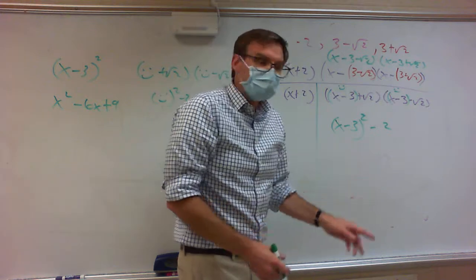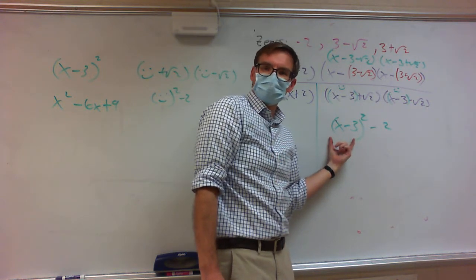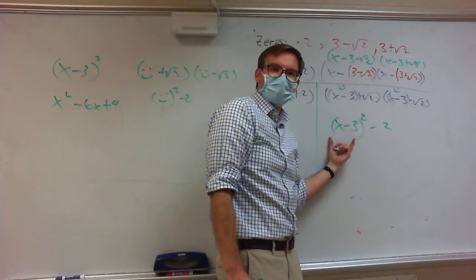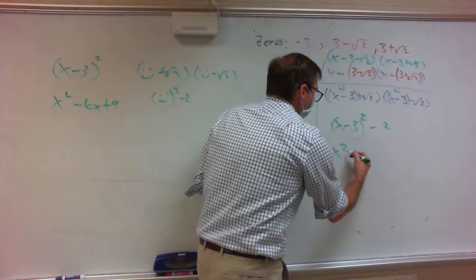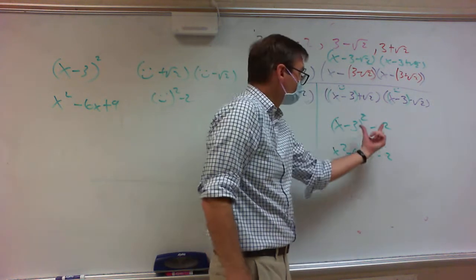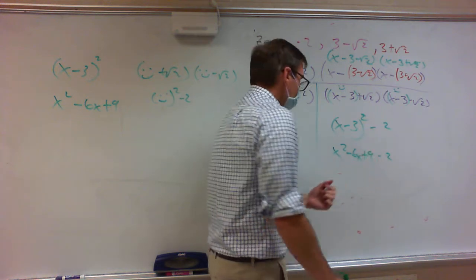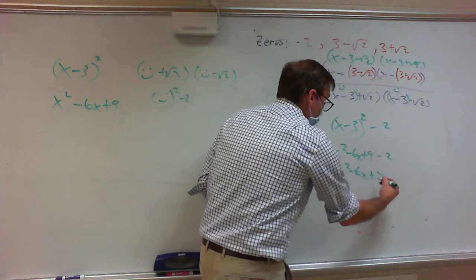Oh, we're not quite done. Oh, x minus 3 quantity squared. What is x minus 3 quantity squared? X squared minus 6x plus 9. Yeah. X squared minus 6x plus 9 minus 2, right? And so that gives me x squared minus 6x plus 7.